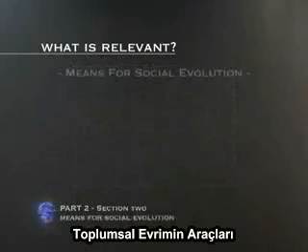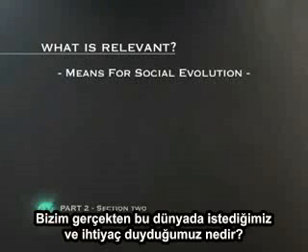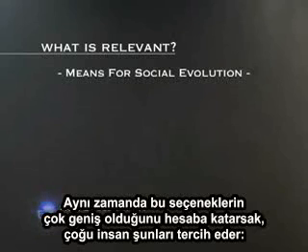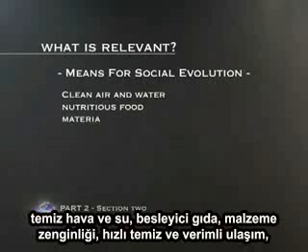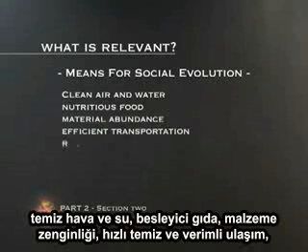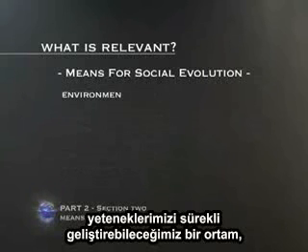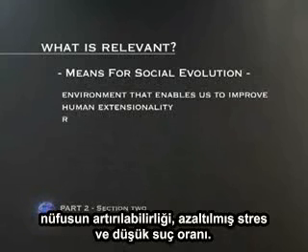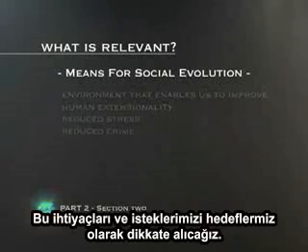The means for social evolution. In this section, we are going to consider more specifically what it is we actually want and need in this world. What do we value in life? While there are many broad opinions in this regard, most people would prefer that they have clean air and water, nutritious food, material abundance, fast, clean, and efficient transportation, relevant education, public health care, the end of war, an environment that enables us to constantly improve our abilities, human extensionality, reduced stress, and reduced crime. We would consider these necessities and aspirations our goals.